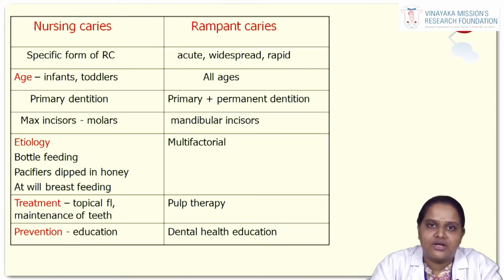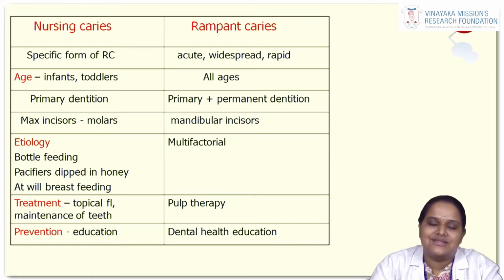So here we are going to compare the main difference between nursing caries and rampant caries. Nursing caries is a specific form of rampant caries. It's seen in the infant and toddler age period. It mainly affects the primary dentition, and the maxillary incisors and molars are the most commonly affected ones.